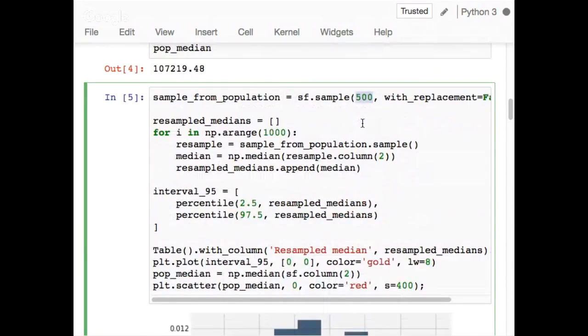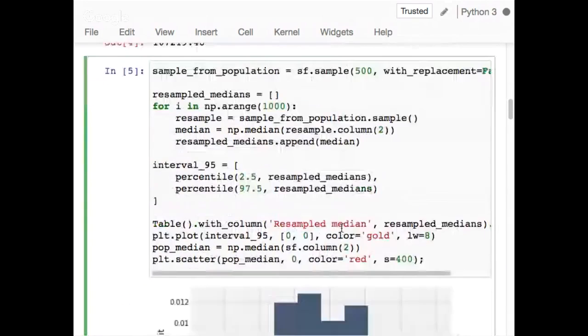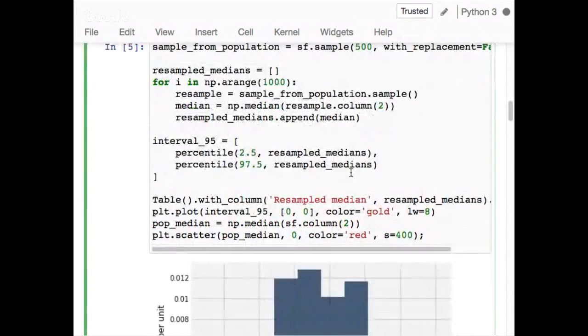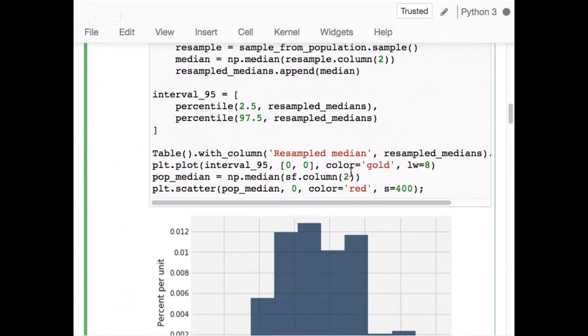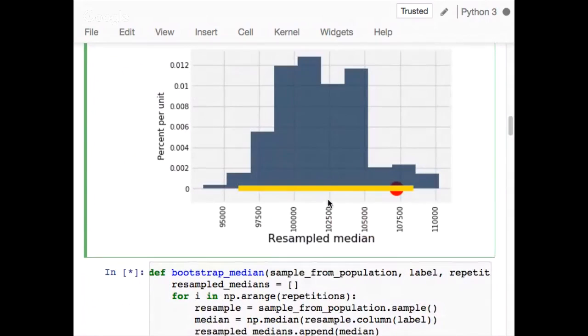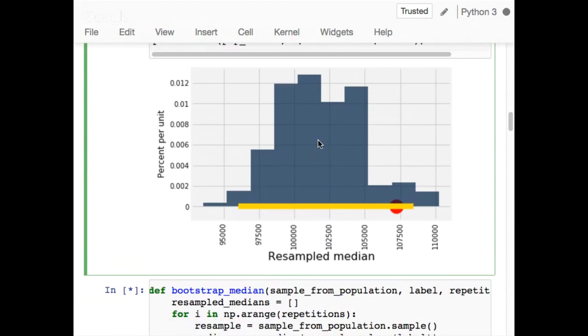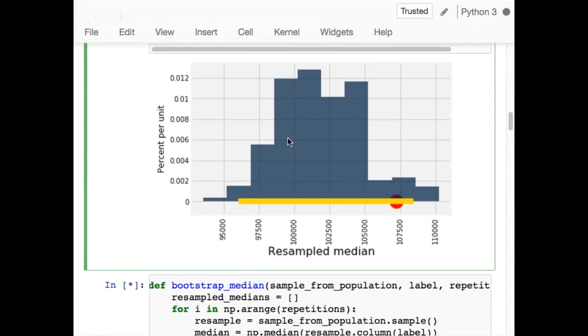So let's pretend for a minute that I didn't know this. I didn't know the actual population median. I only have this sample. What I'm going to do is take that sample and bootstrap it to get an estimation of those medians. My one sample had a median of around 102,000. I used the bootstrap to get more samples, got the medians of all my samples, and plotted them on a histogram. What that gives me is I get to see the variation of my sample medians.